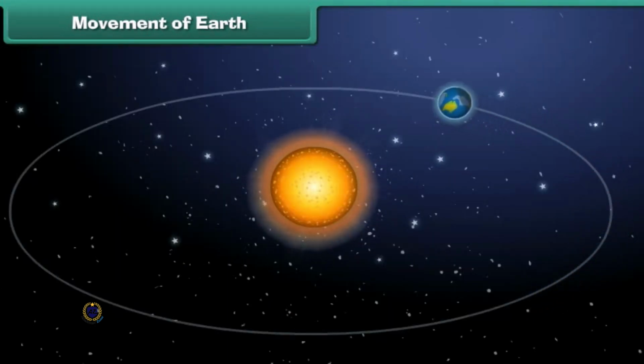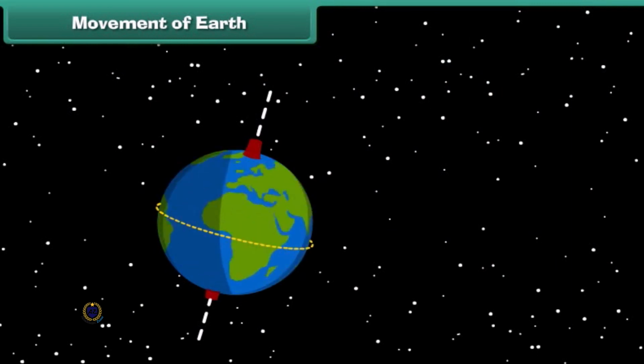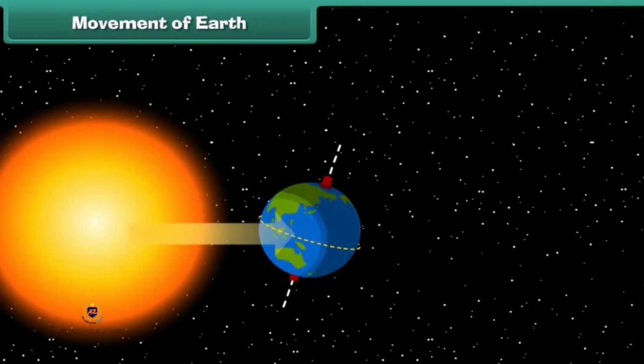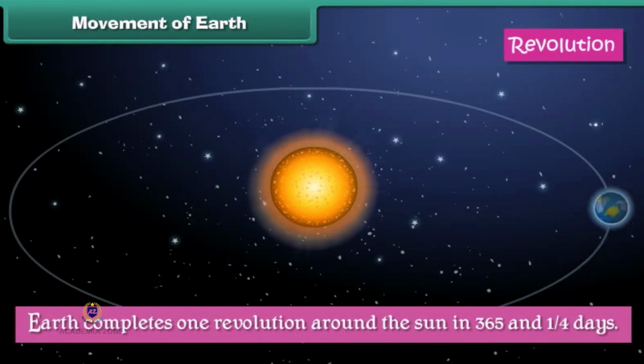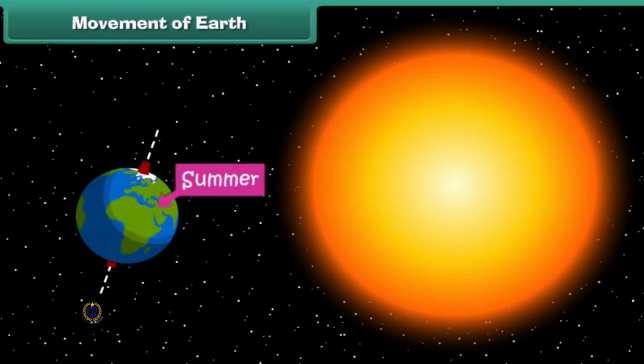Movement of Earth. Earth's movement around the Sun along a fixed path is called revolution. Revolution causes seasons to change on Earth. Earth completes one revolution around the Sun in 365 and 1 upon 4 days, that is 1 year. During Earth's revolution, that part of the Earth which is closer to the Sun experiences summer, while the other part of the Earth farther away from the Sun experiences winter.